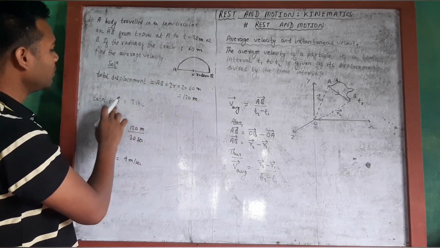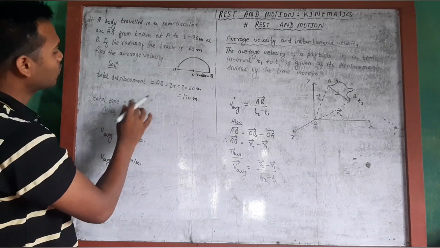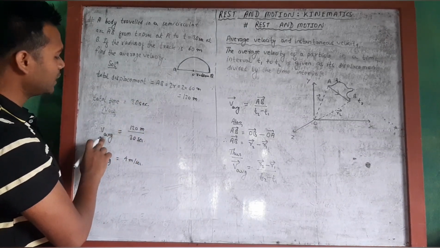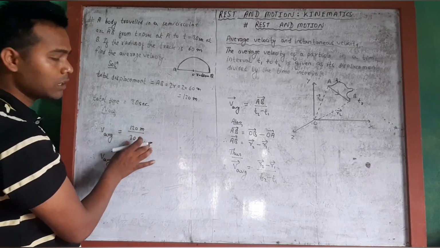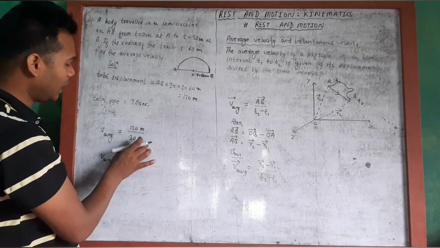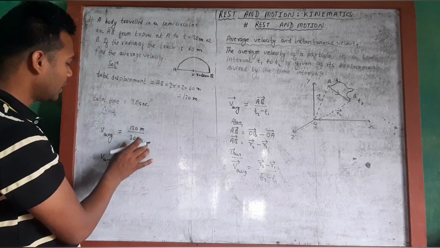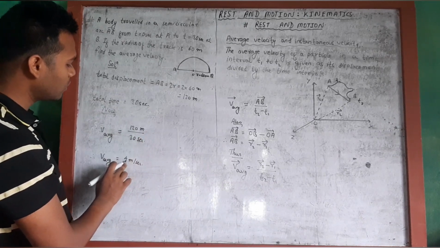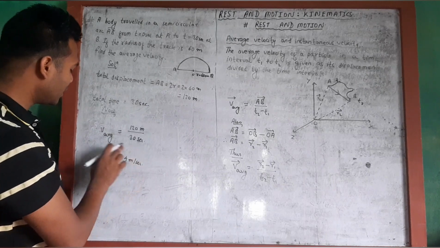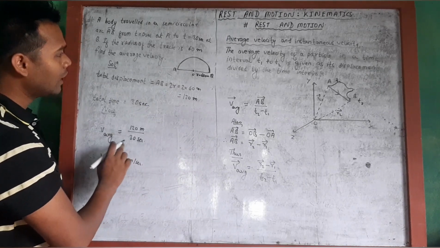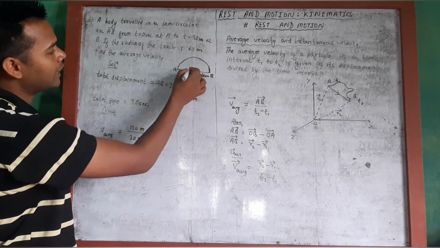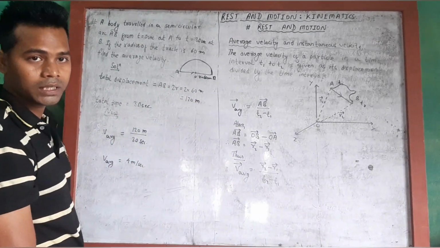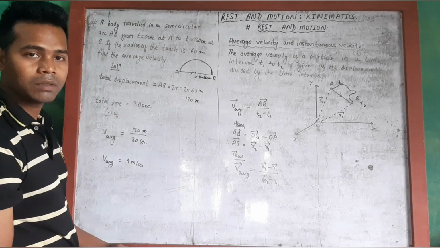Again, the total time here is 30 seconds. Now the average velocity is total displacement divided by total time interval, and we get 120 meter divided by 30 seconds, which is equal to 4 meter per second. This is the magnitude of the average velocity, and the direction here is from A to B. That's why we have calculated the average velocity. In this way we can calculate the average velocity.